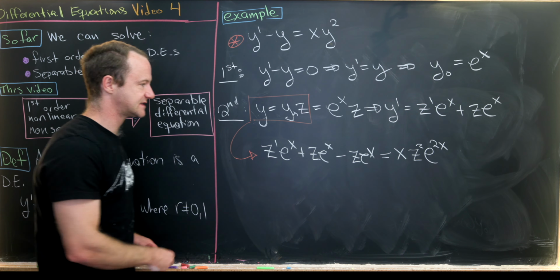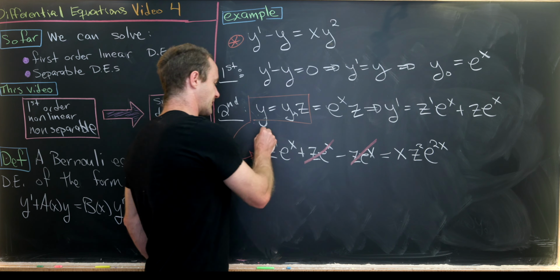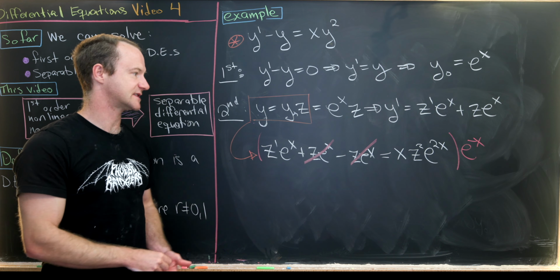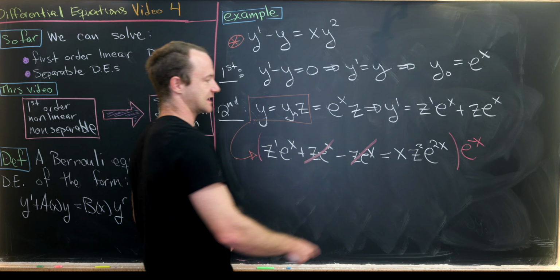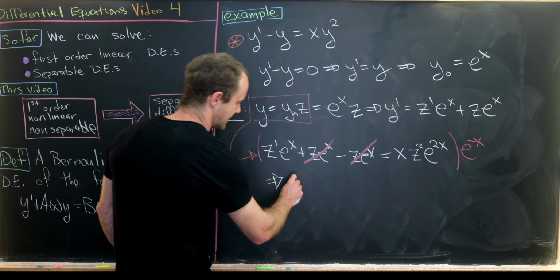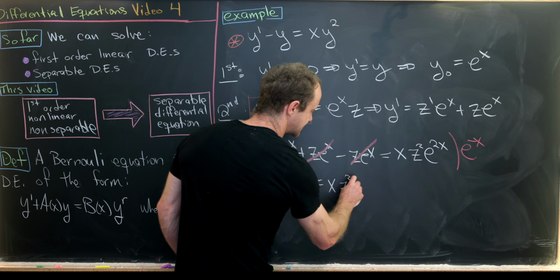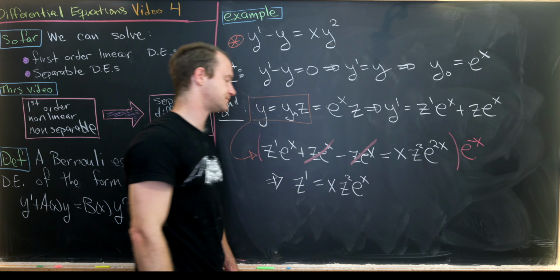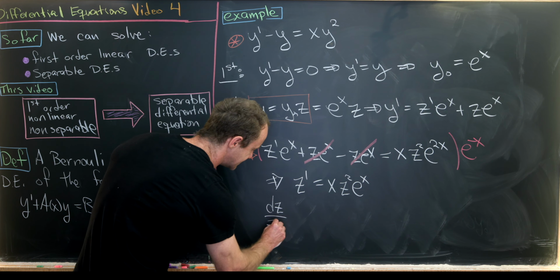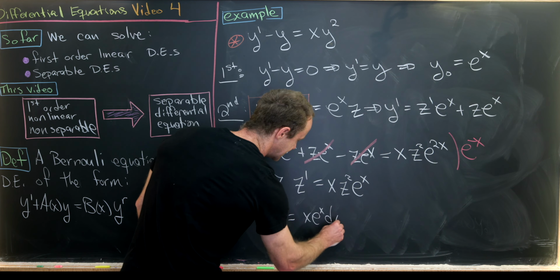Now let's notice some things cancel. So this guy will cancel this guy. And then from there, we can maybe multiply both sides of this by e to the minus x to cancel it out even more. That's going to cancel this e to the x and this e to the 2x down a little bit. And that'll leave us with something like this. We have z prime equals x times z squared times e to the x. And now from there, we can do our separation of variables. That's going to give us dz over z squared equals x times e to the x dx.